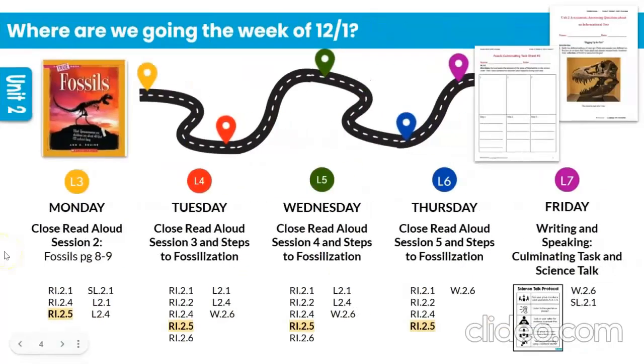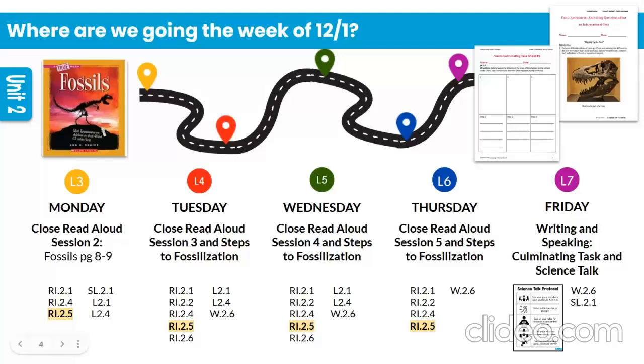For the week of December 1st, in lessons 3 through 6, students engage in a close read aloud of the text Fossils in support of RI.2.1, RI.2.2, RI.2.4, RI.2.5, and RI.2.6. Students also practice using strategies to determine the meaning of unfamiliar words. The culminating activity in Lesson 7 requires students to synthesize the steps of fossilization in writing with W.2.6.